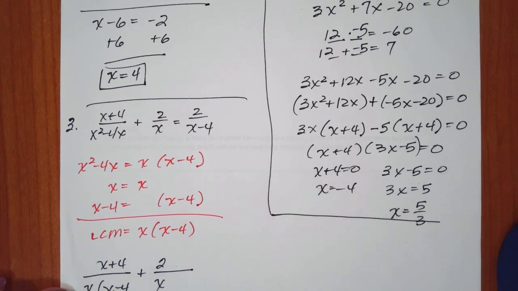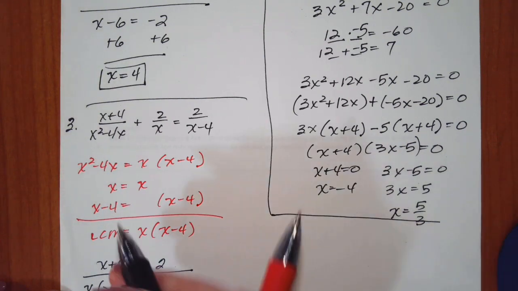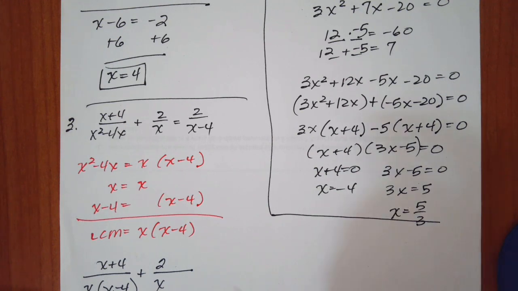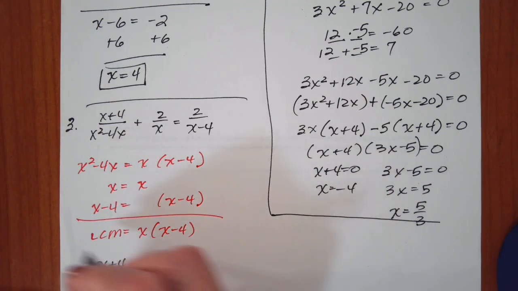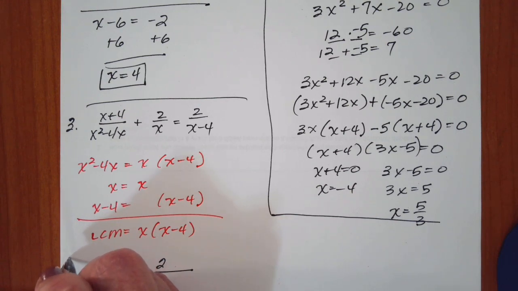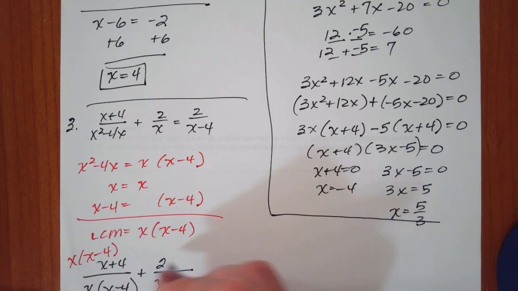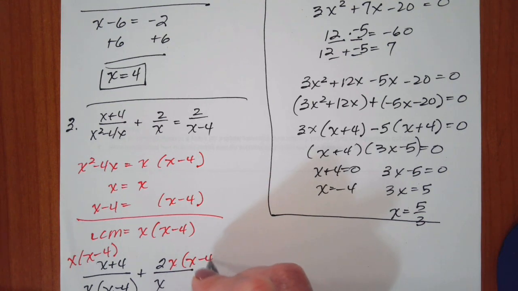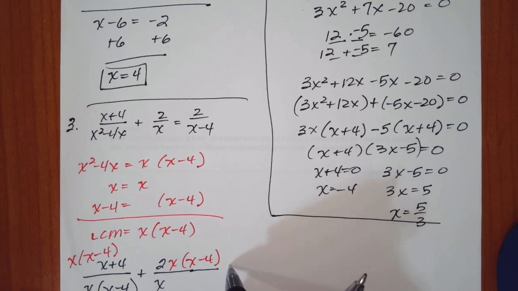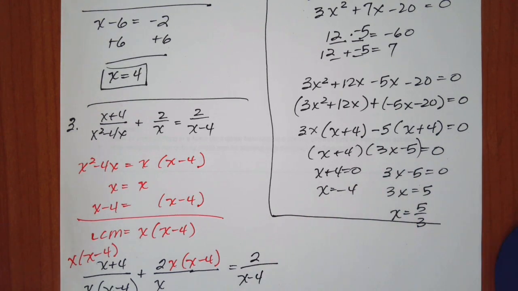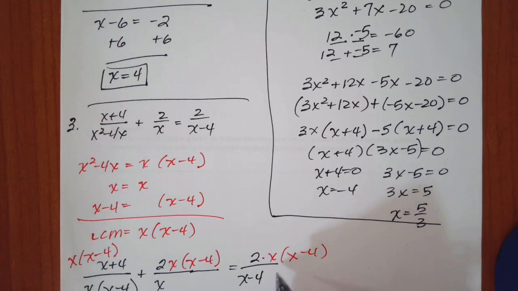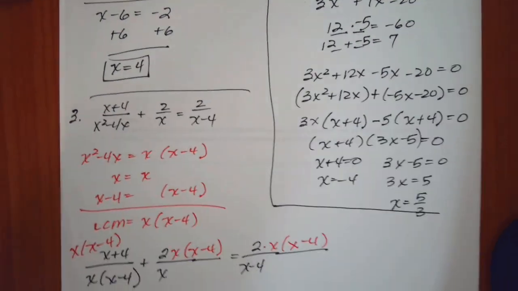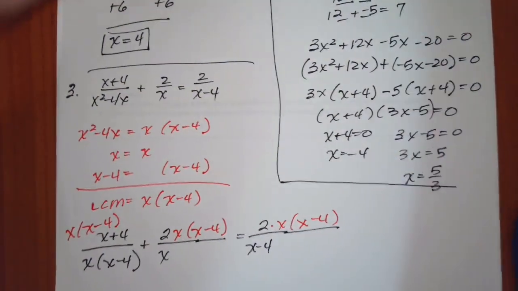But this one where I have 2 over x, well, let me think about this another way. I'm going to multiply everything by x times x minus 4. So x times x minus 4, and that's all going to equal 2 over x minus 4 times x minus 4. Okay, the whole point of doing this is making sure that I get rid of the denominators.